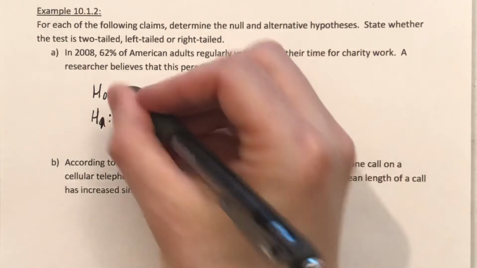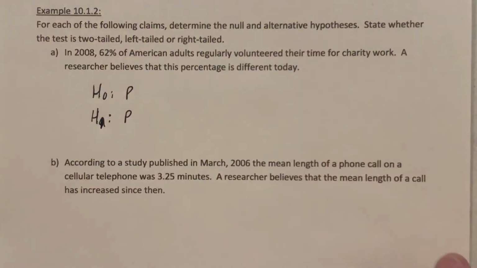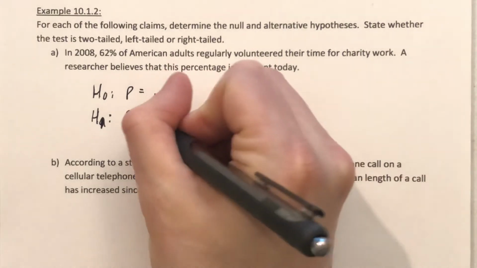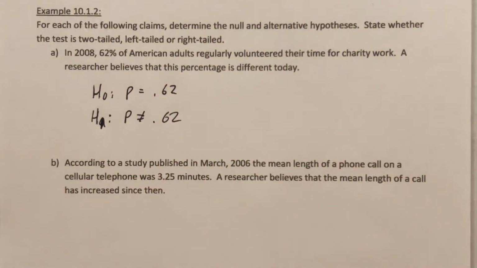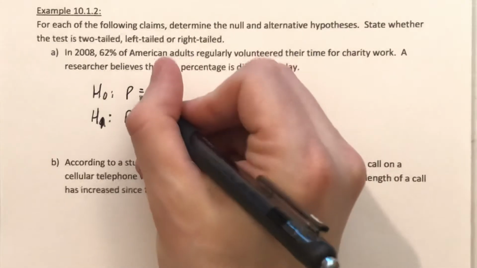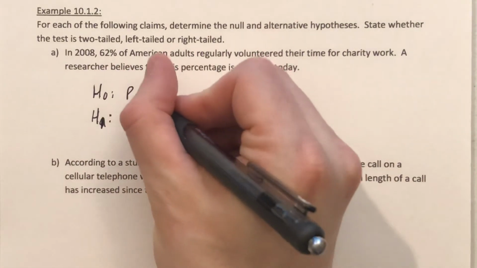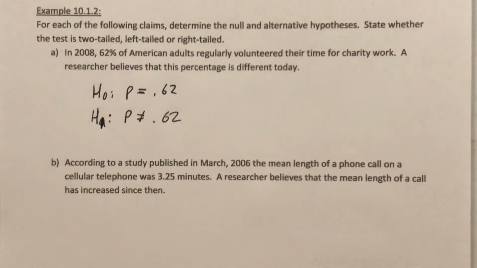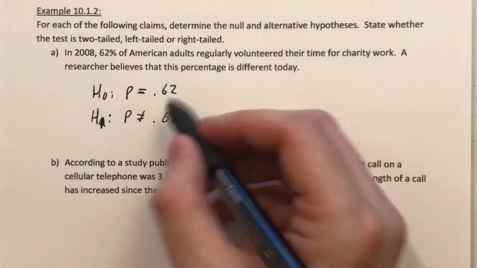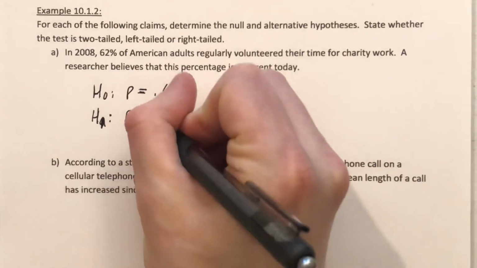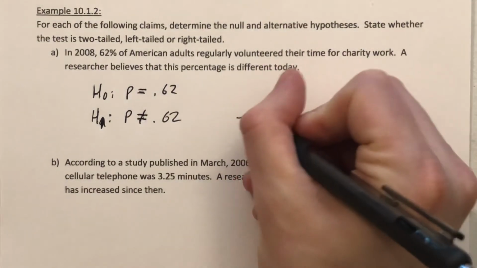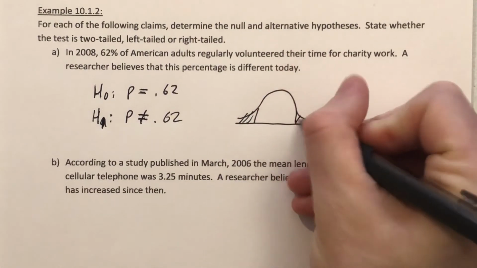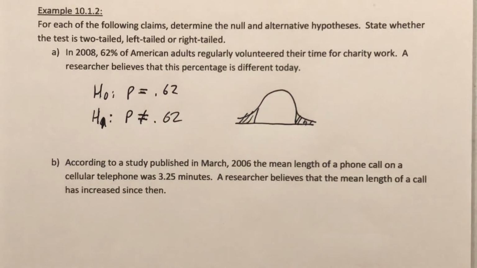We're dealing with a percentage, which is a proportion, and it was believed to be 0.62, but this researcher believes it's different today. So again, the null is always equal. The alternative is whatever describes the proposed comparison to that number. In this case, different, not equal to. And as we saw on the previous page, that would mean that to set this up, we would be dealing with a two-tail test.